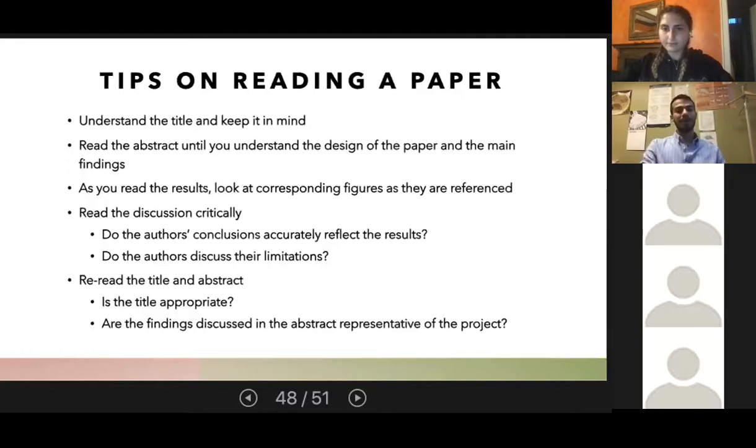So next is the discussion section. It's important to be critical when you read a paper. So after you understand the results, read the discussion carefully. Does the interpretation of the authors correspond to their results? Another thing to pay attention to is whether or not the authors discuss the limitations of their paper.